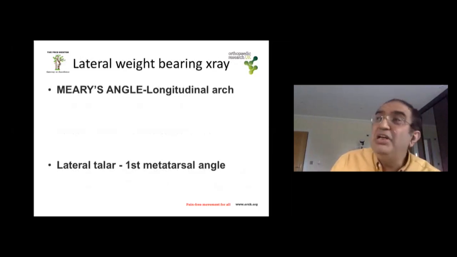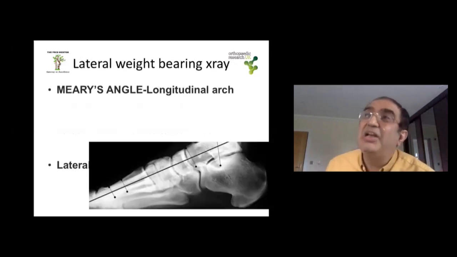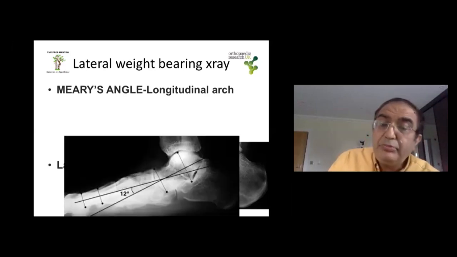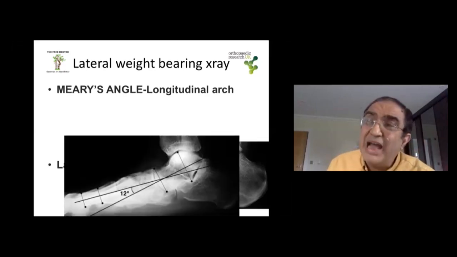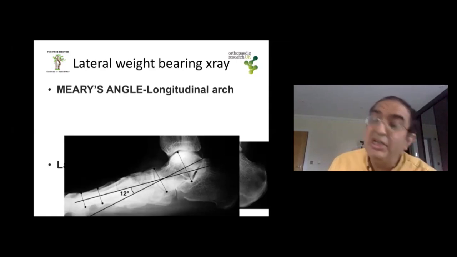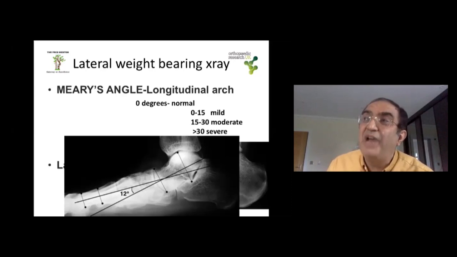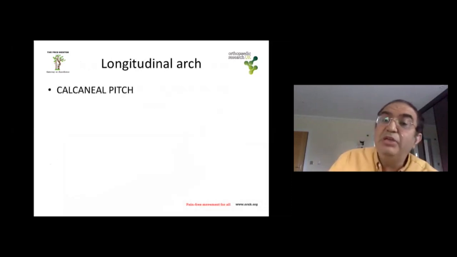So this is the Meary's angle, which is the talus first metatarsal angle. So normally we expect the talus and the first metatarsal to be in line. This is the lateral view of the foot, and the angle needs to be 0. However, in flat foot, because of the sagging at the talonavicular joint, you can see that the angle increases to above 0, and it is convex plantarwards. So this is an important part of the Meary's angle. So the Meary's angle of 0 to 15 is mild, 15 to 30 is moderate, and more than 30 is severe flat foot.